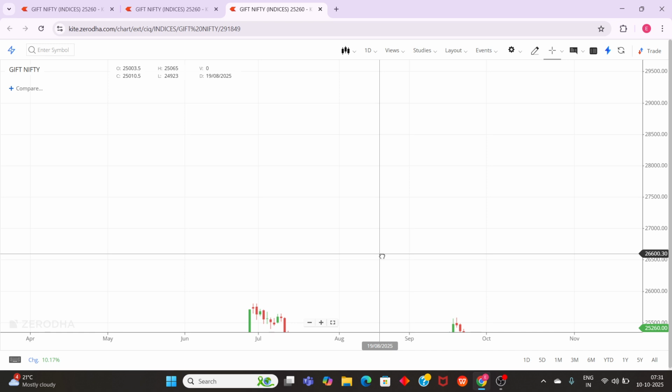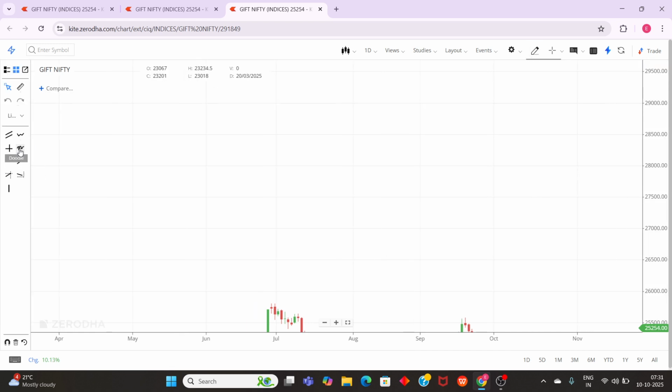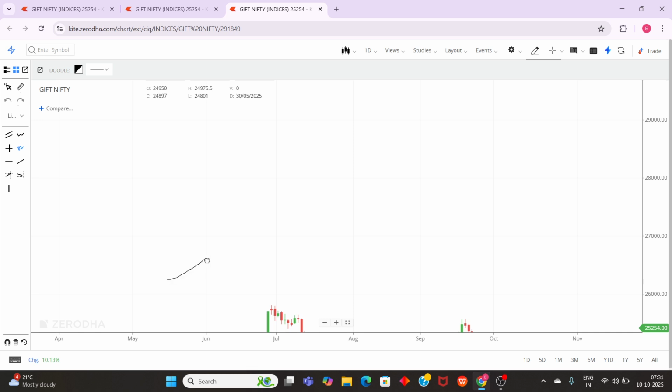Before that, let me draw a rough diagram of how exactly the pattern works. For example, the stock started from here and has made the high at this point. Let's assume the stock price is 200, and it has made a high of 300. The total rally is 300 minus 200, which is 100 points, correct? Divided by 2 is 50.